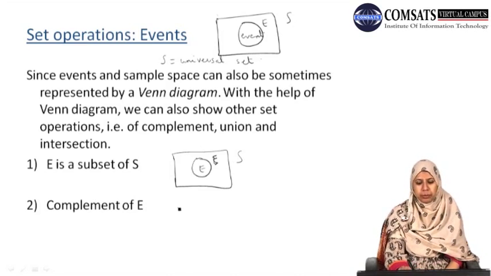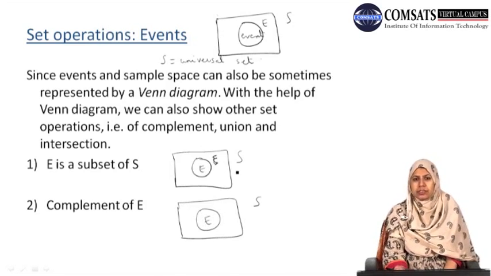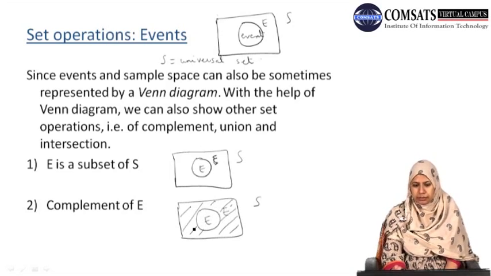Now what will be the complement of our event? By using our Venn diagram, if this is our sample space S and this is our event E shown by the circular area, then its complement will be defined as the complement of a normal set, because an event is a set. So this region, this lined region, is the complement of our event E.